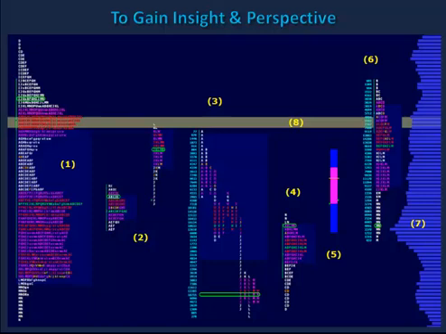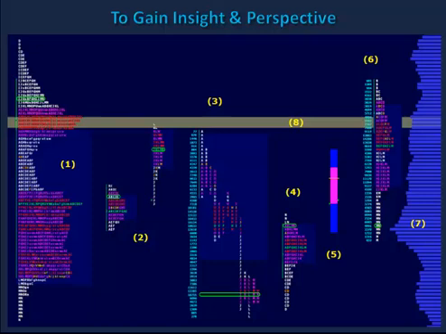Finally, to gain insight and perspective, this chart shows you how, by using the different profile configurations on a single monitor, it's possible to view multiple time frames from both a contextual and a detailed perspective. For example, number 1 is a merge profile used to identify intermediate term acceptance and rejection. Number 2 is a split profile to identify the start of a new distribution. Number 3 shows an expanded profile to monitor individual period activity. With number 4, we have a collapse profile to monitor shape and structure.